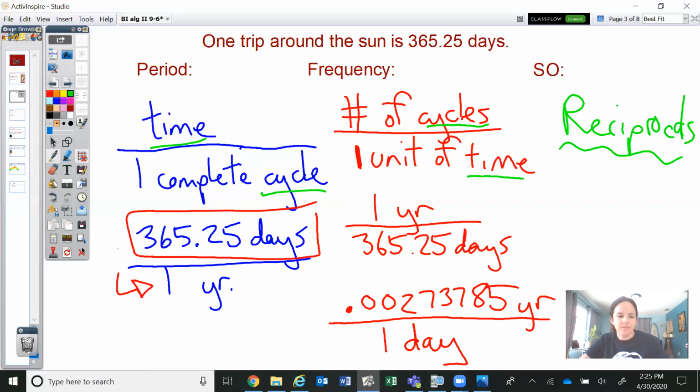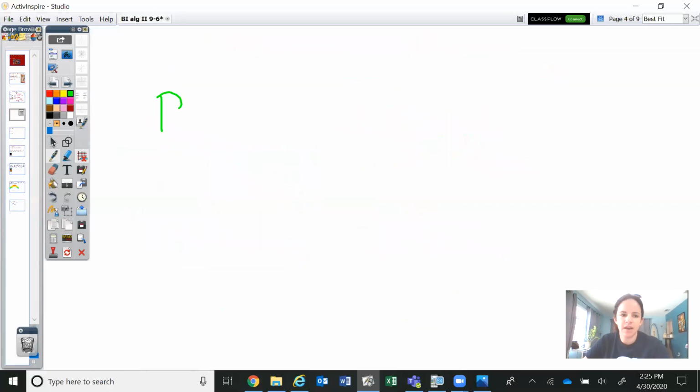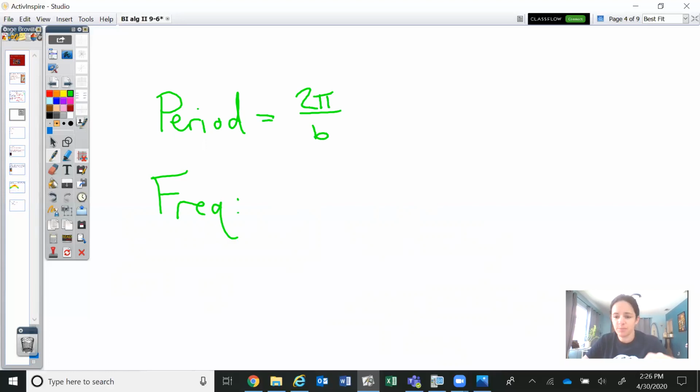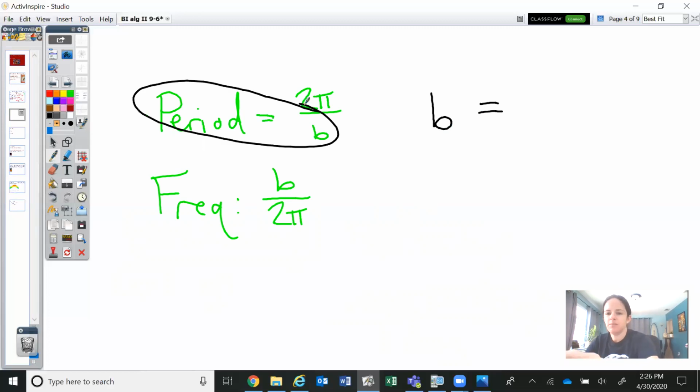We know that the period is 2 pi divided by b, right? Whatever the b value in the equation is. So if period for a sine or cosine is 2 pi over b, then that means that the frequency would be the reciprocal of that, and that would be b divided by 2 pi. We can also solve both of these equations for b if that's what we're given. So in this case, b, if I use the flip-flop method, b would be 2 pi divided by the period.